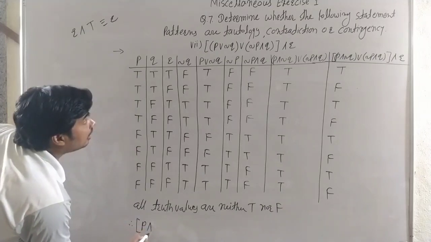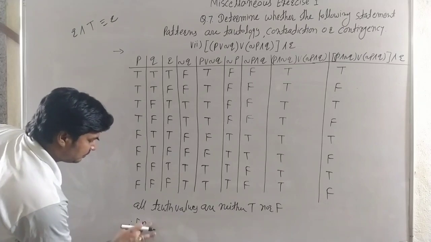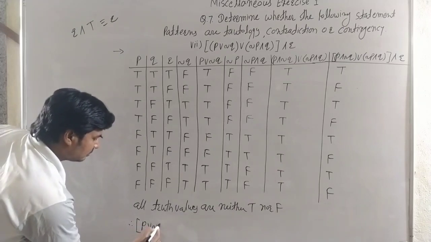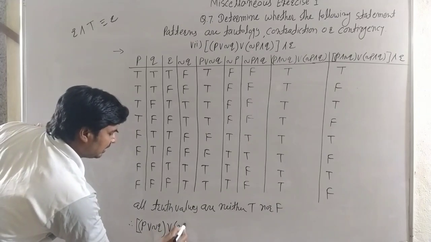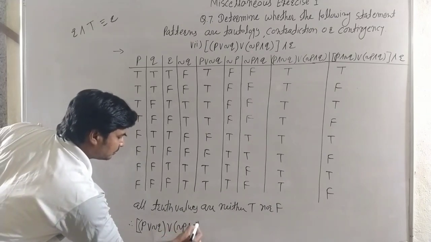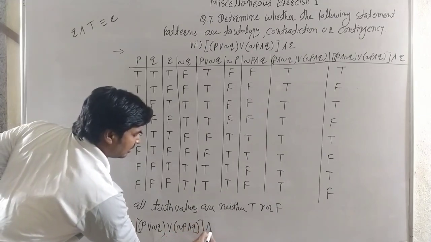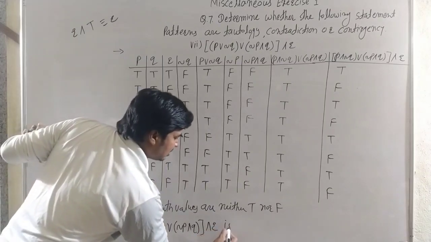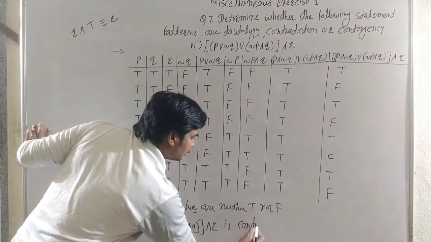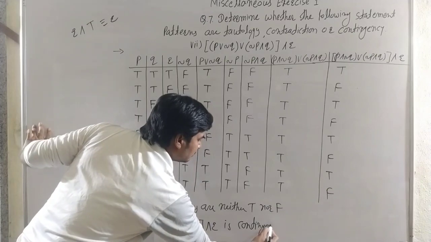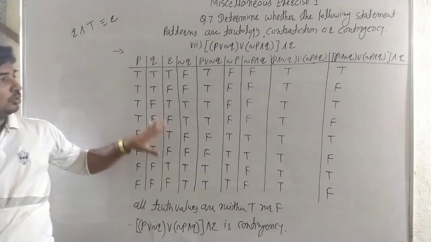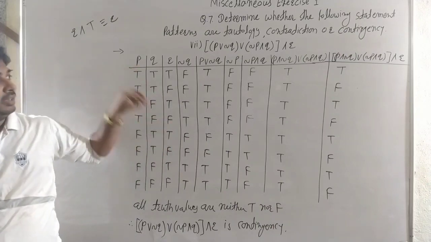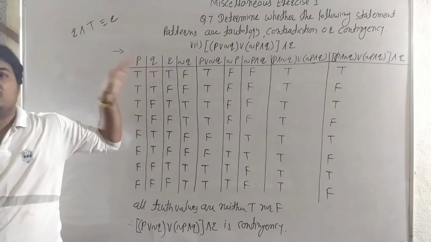And therefore P or negation Q or negation P and Q and R is a contingency. Here see carefully, it is a truth table. We first construct the truth table and then we write whether it is a tautology, contradiction or contingency.